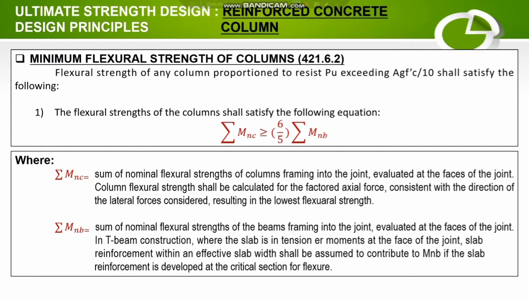Column flexural strength shall be calculated for the factored axial force, consistent with the direction of the lateral forces considered, resulting in the lowest flexural strength, while summation Mnb is equal to the sum of the nominal flexural strength of the beams framing into the joint, evaluated at the faces of the joint. In T-beam construction, where the slab is in tension for moments at the face of the joint, slab reinforcement within an effective slab width shall be assumed to contribute to Mnb if the slab reinforcement is developed at a critical stage.